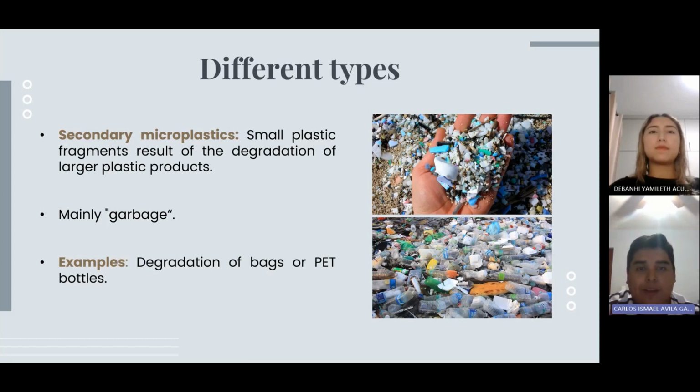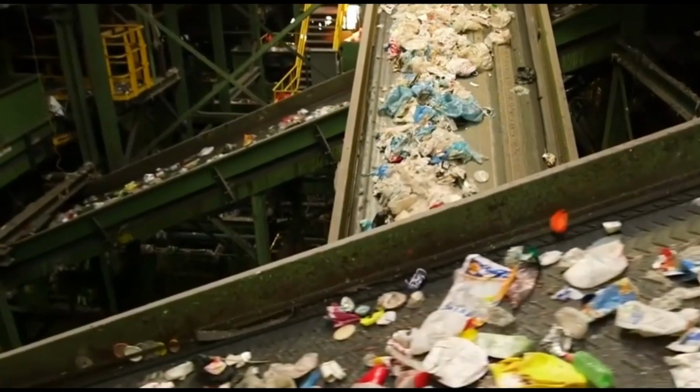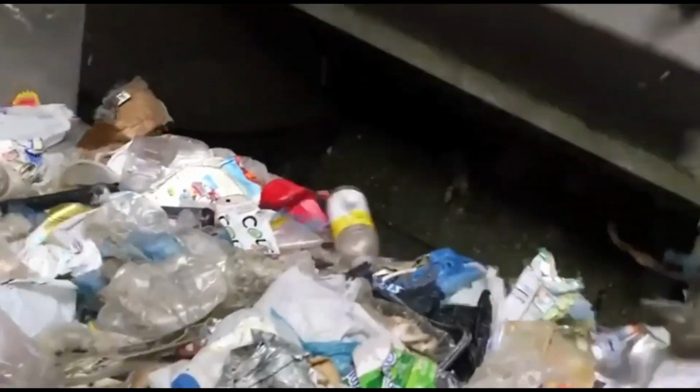Then we have the secondary microplastics that represent all the small plastic fragments that are the result of the degradation of larger plastic products. It basically means garbage, and we can mention as examples the degradation of bags or PET bottles.